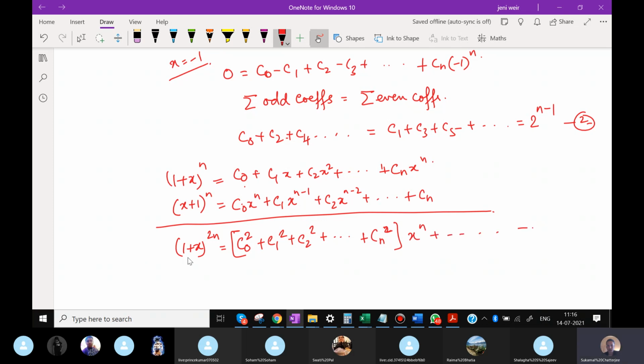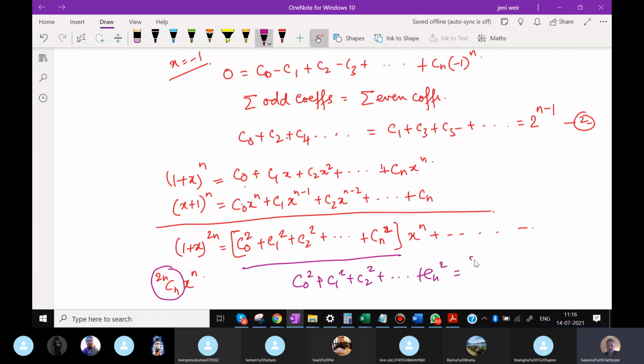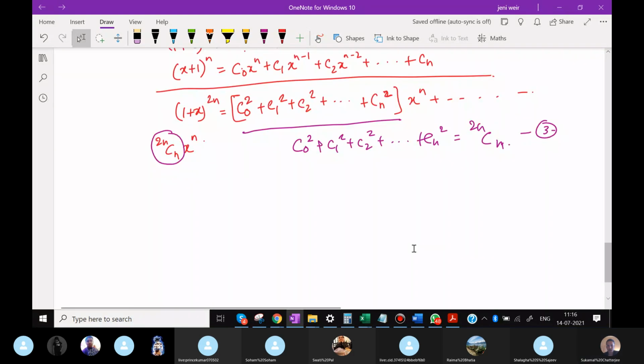Now, on the other side, the coefficient of x to the power n would be 2nCn into x to the power n. So that means the sum of the squares of the coefficients will be equal to 2nCn. C0 square plus C1 square plus C2 square all the way up to Cn square is 2nCn. So these are three important results based on binomial.